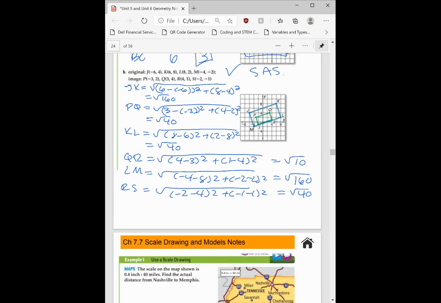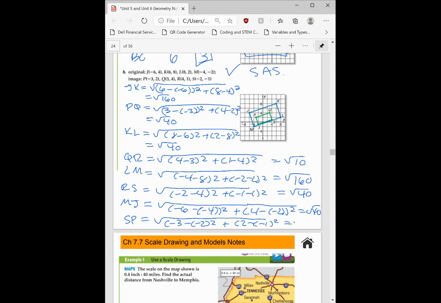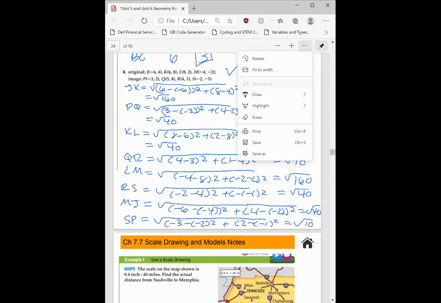Okay, we have 2 more. MJ is equal to the square root of negative 6 minus negative 4 squared plus 4 minus a negative 2 squared, and that's the square root of 40. And then SP is the square root of negative 3 minus negative 2 squared plus 2 minus negative 1 squared, which is the square root of 10. So now we have to see if all of these match.